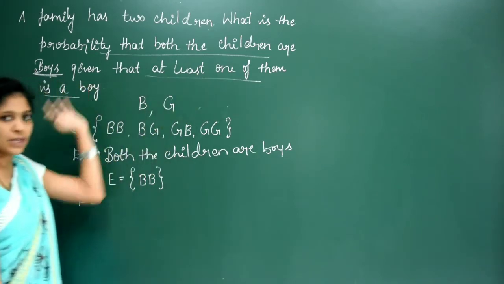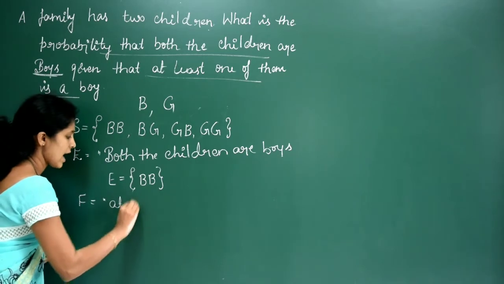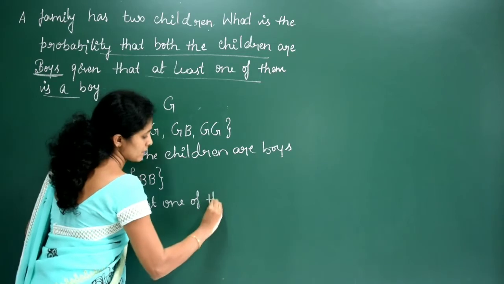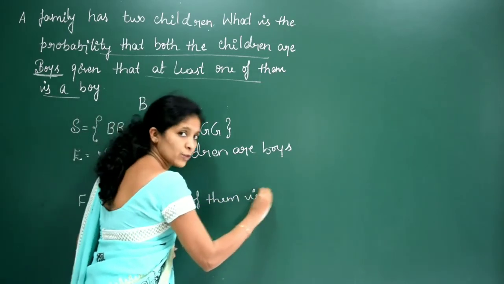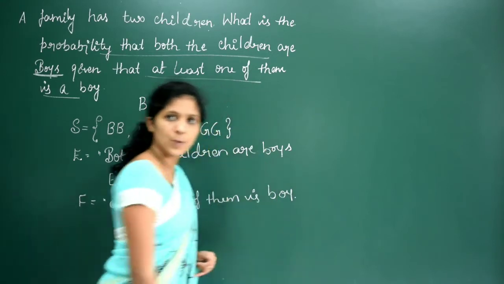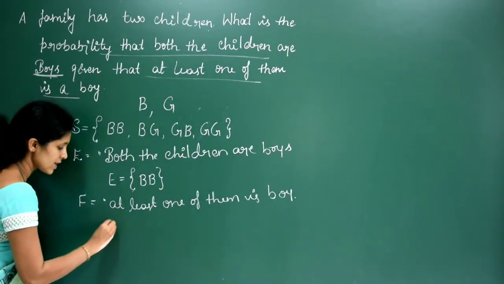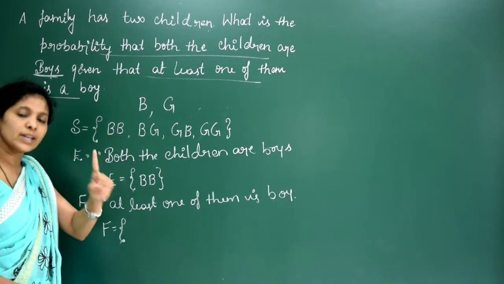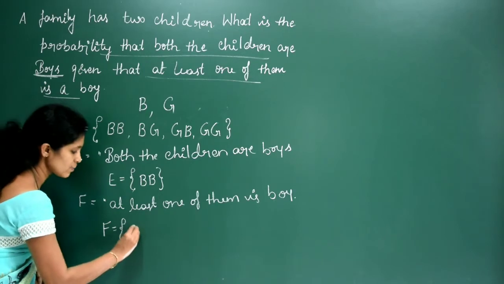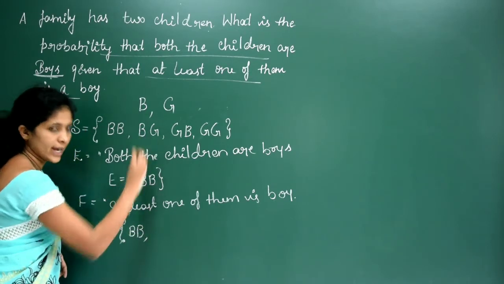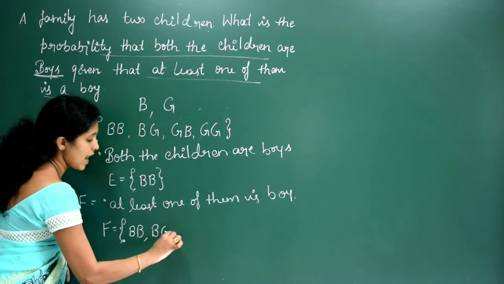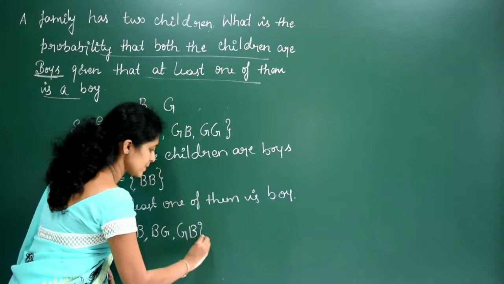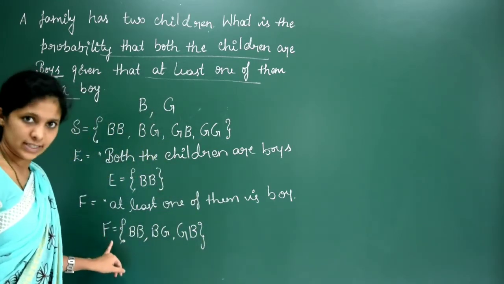Now we will consider the event F. What is the event F? At least one of them is a boy, or both are boys. That is also possible, right? So at least one of them a boy means F will be: boy and boy is possible, boy and girl is possible because one boy is there, girl and boy is possible, but girl and girl is not possible.